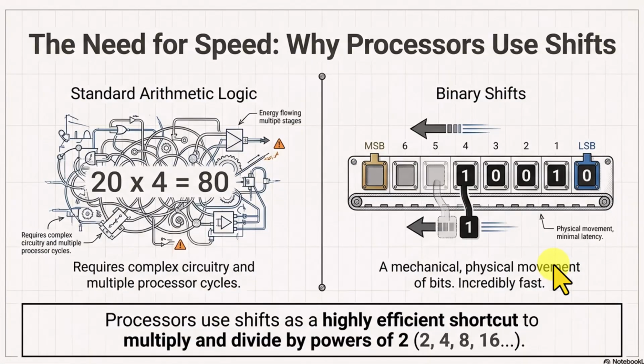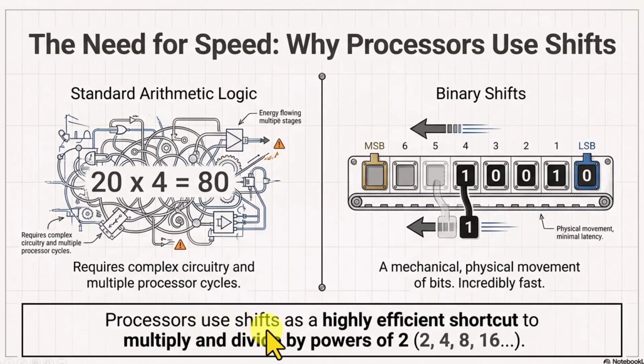See the need for speed: why processors use shift. Standard arithmetic logic like multiplication takes a lot of time, so wherever it can be done, we simply perform shifting instead of multiplication. Standard arithmetic logic requires complex circuitry and multiple processor cycles. With binary shifts, only by moving bits to the left or to the right, we can perform some big operations. So that's why we are using that.